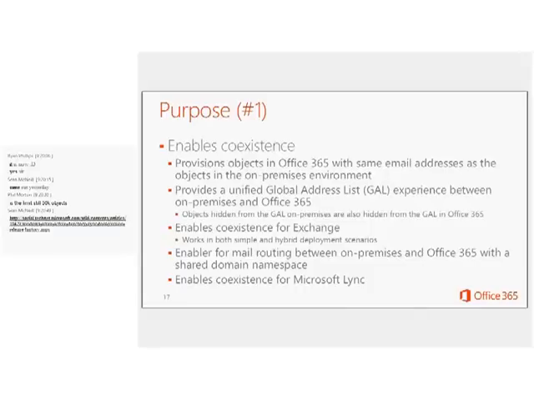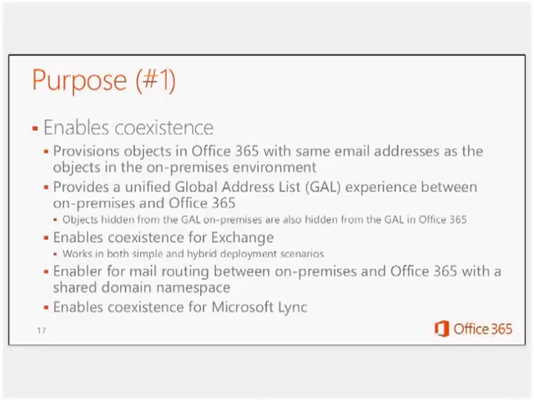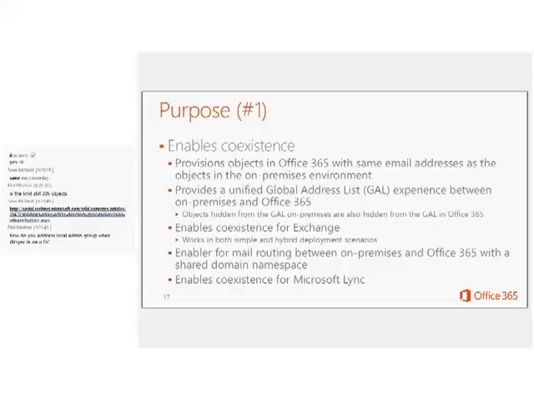Enables coexistence. That is the number one purpose of DirSync. It provisions the objects in Office 365 with the same email addresses as in your on-premises environment. It provides that global address list. So when a user is on 365 and they pull up their GAL, they see all of the people and all of the objects and all of the DLs that they would see on premises, and it allows that coexistence model so that they can send mail and have those objects even though they're a cloud mailbox and everyone else might be on premises.